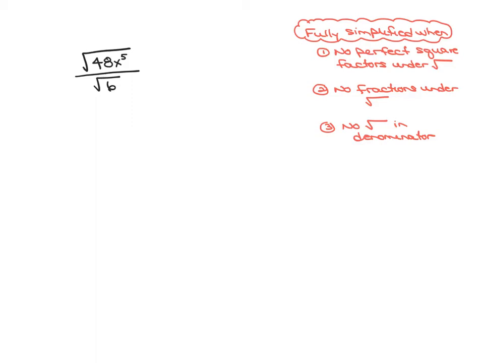All right, so let's start with each, the numerator and the denominator, and see if we can find some perfect square factors. I'm going to start with 48 and just come over. Sometimes when I'm looking for perfect square factors, if I don't know any off the top of my head, I'm going to make a factor tree.